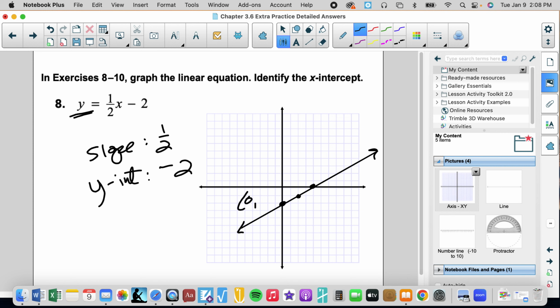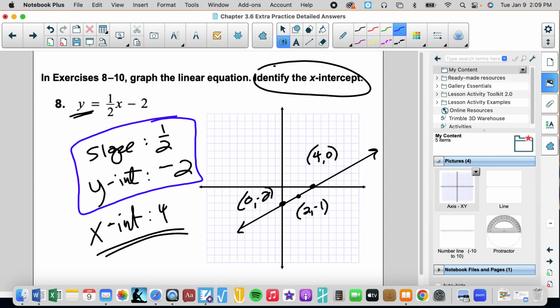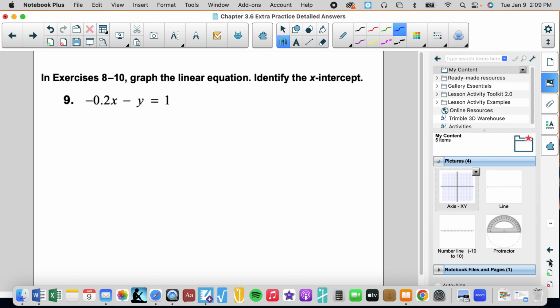Then I'm going to label my points, and my points are this, and what's that, 4, 0? 1, 2, 3, 4. So my y-intercept and my x-intercept, because it wants my x-intercept, is 4. So identify the x-intercept. The x-intercept is identified. But because it was in slope-intercept form, I utilized this information to graph it, and then from that graph I was able to project the x-intercept, which was nice.